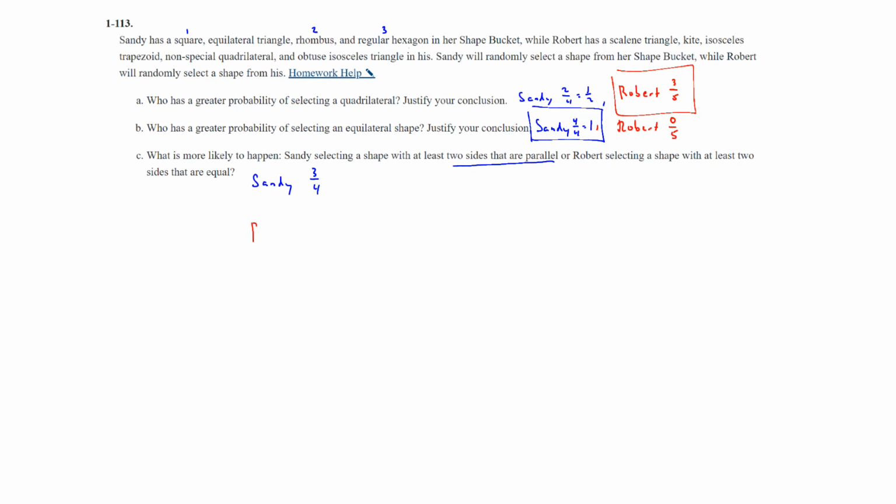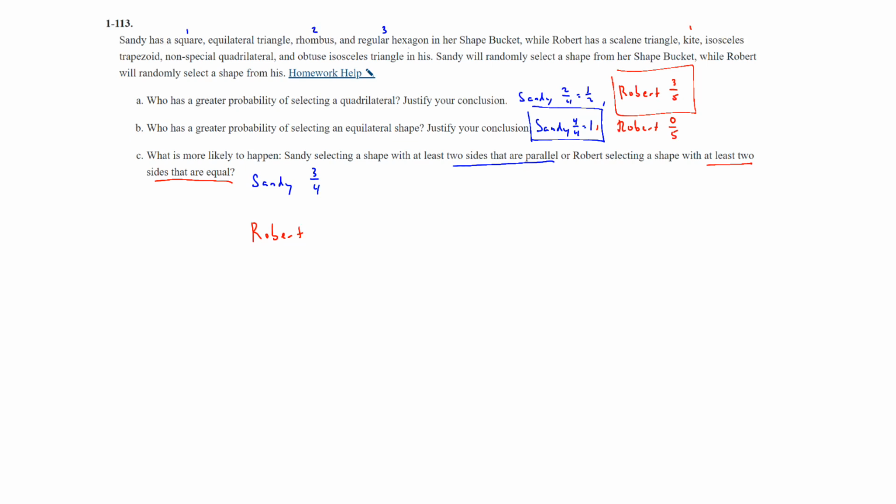Whereas Robert, let's take a look at his. Now Robert, we got to make sure we're looking at something different here. Selecting a shape with at least two sides that are equal. So we're looking for equal sides on Robert's. So scalene triangle, that means three different sides, so that's no good. A kite would work.